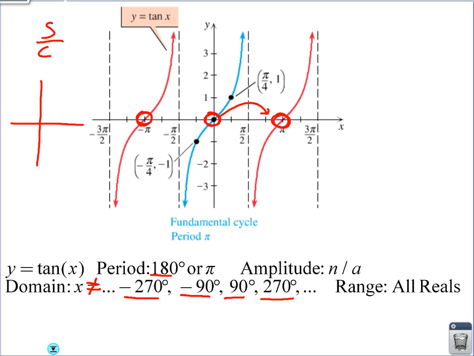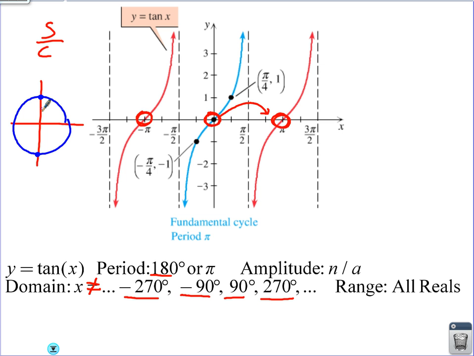Let's talk about everywhere that cosine is 0. The best way of doing it is think about your unit circle. Cosine is the same thing as an x value on your unit circle. Here my x value is 0, here my x value is 0. So every 180 degrees you get that 0 for an x value. So that's the reason that tangent has that asymptote line every 180 degrees.